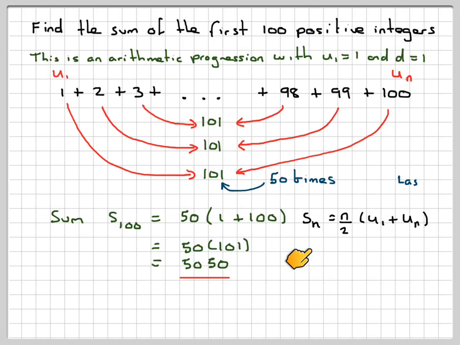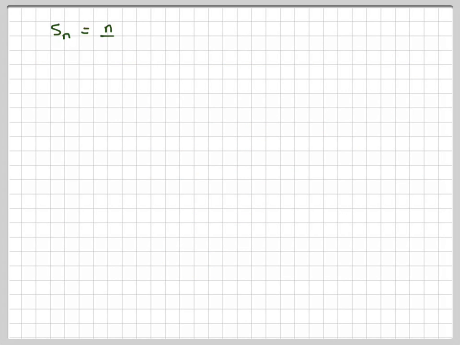Now let's just look at this more algebraically. The sum, Sn, will be the number of terms divided by 2. So our number of terms was 100 and we divided by 2 and we got 50 times. Take the first term, and add it to the last term. We stand for UN as the last term. In some books they like to use L for the last term. Okay, so this is one formula for finding the sum of a particular series.